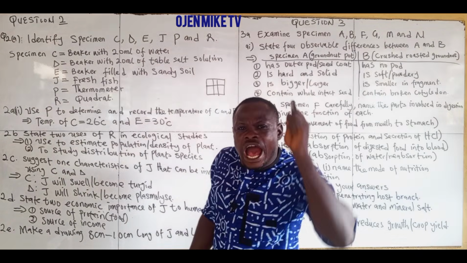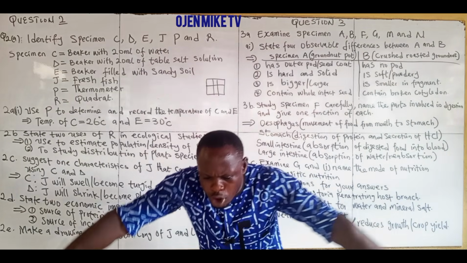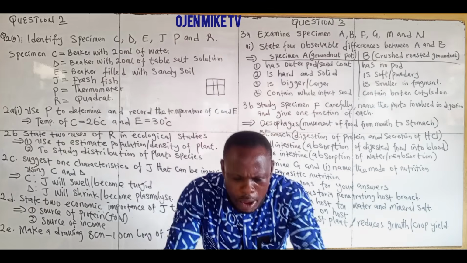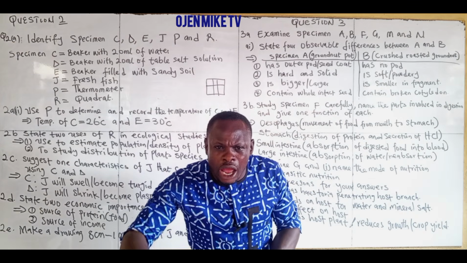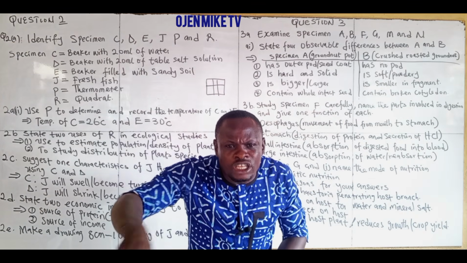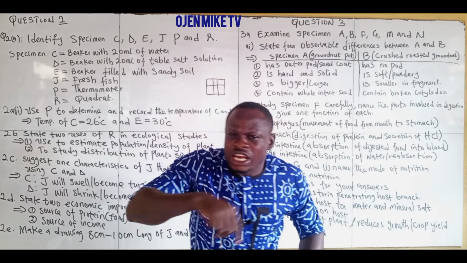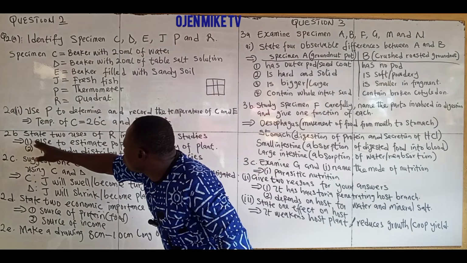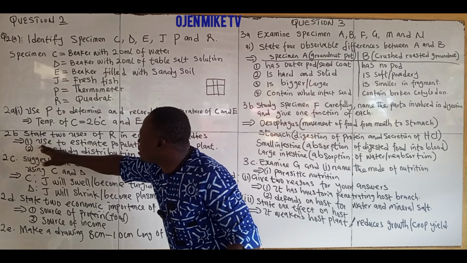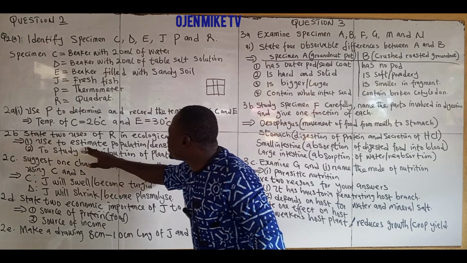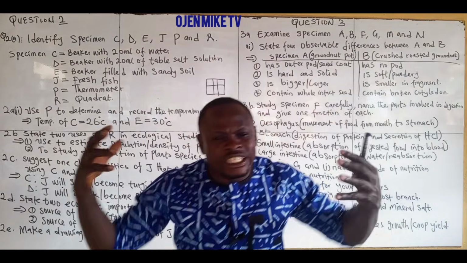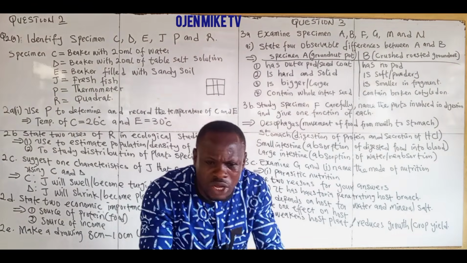Now we are at state 2 uses of R in ecological study. What do they use R for? If you want to count the number of grasses that are in a particular place, just carry your quadrat and place it there. Use your finger, place it on each of them. You now count each of the stems of the grasses. Do you understand? Our answer here is what? Used to estimate the population or the density of plants.